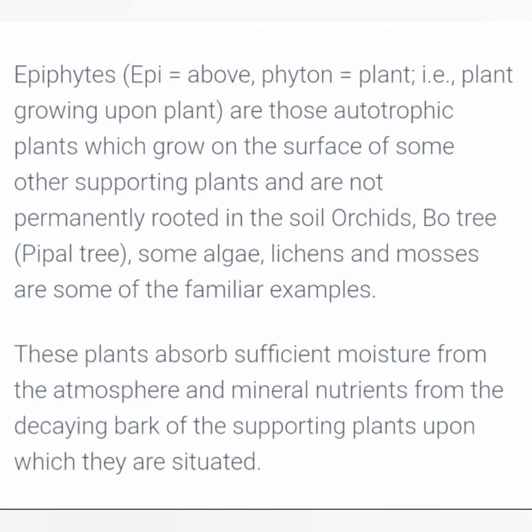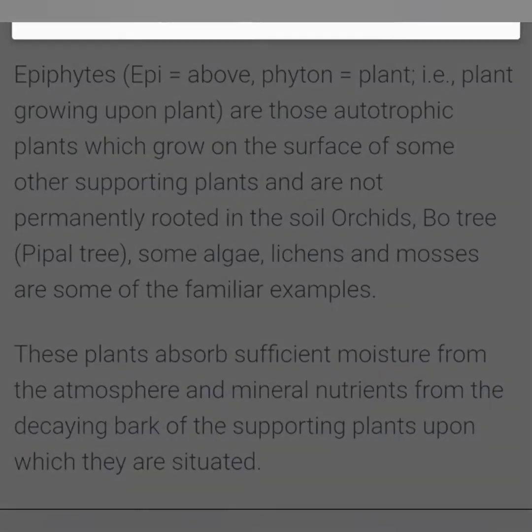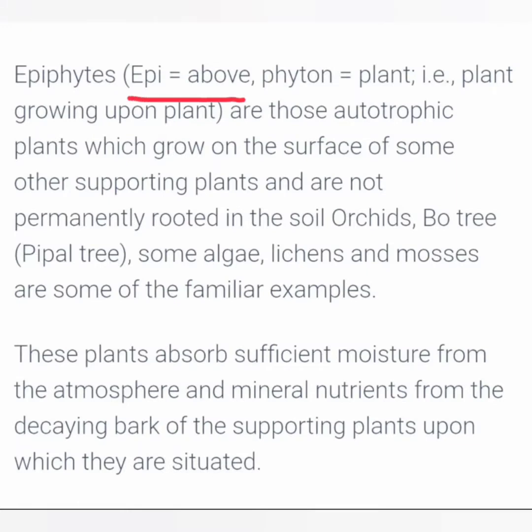Okay, so the next topic is on epiphytes. Before we come to the ecological adaptations of epiphytes, let us try to understand what epiphytic plants are. Now, epiphytes, as you can see here, epi means above, and phyton means plant. So from the name epiphytes, that means plants growing upon plants.